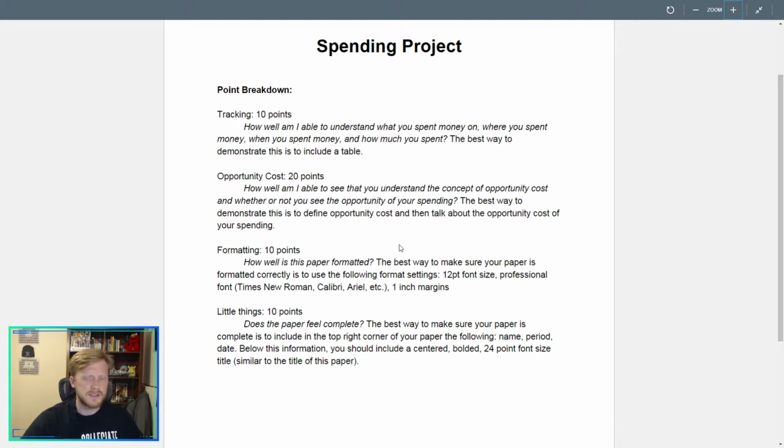The first 10 of the points are going to come from the tracking that you did. For this, it's pretty much how well am I able to see that you tracked your spending, being what you spent money on, where you spent it, when you spent money, and how much you spent. And I advise you guys to make a table for your paper.